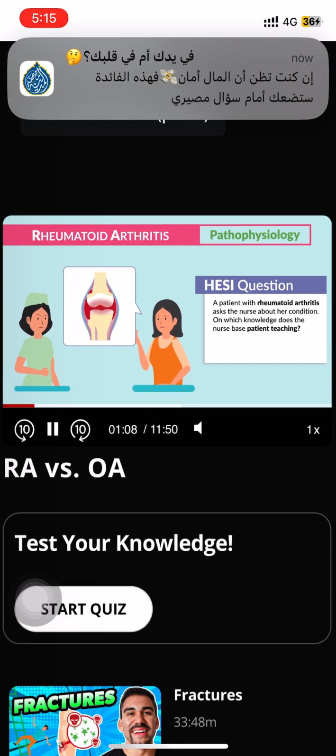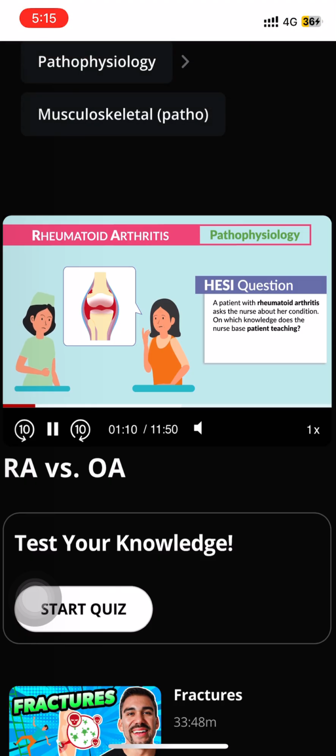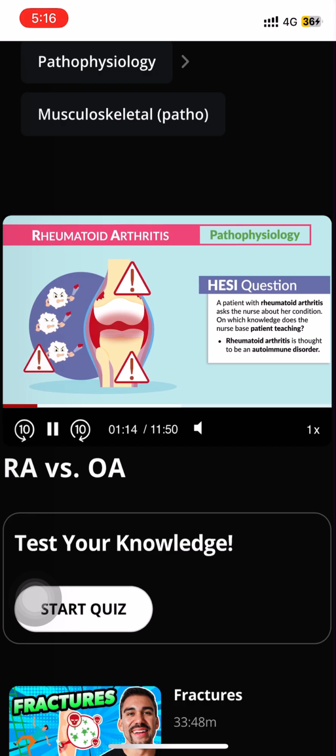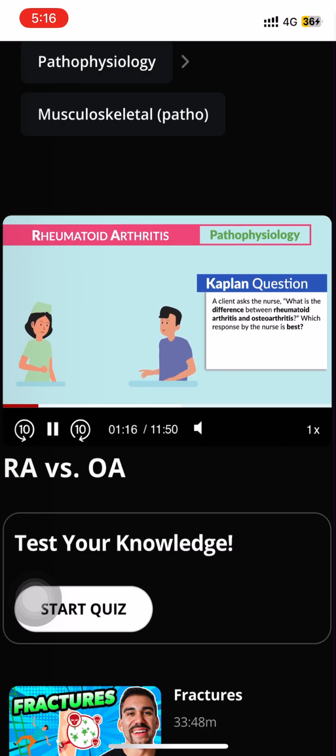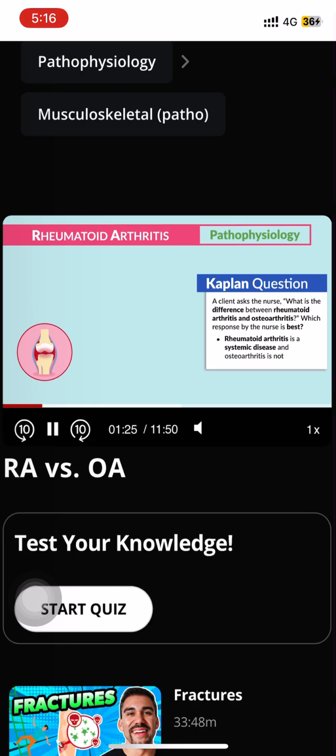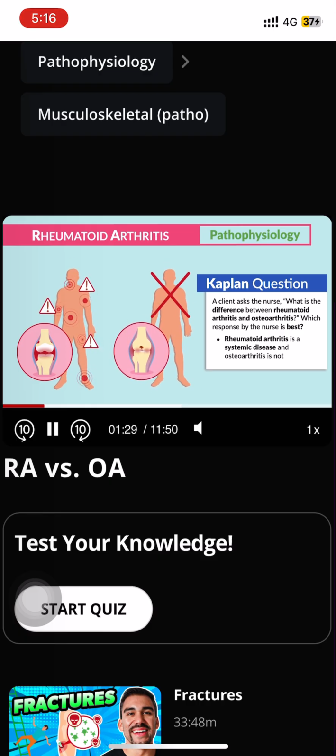So Hesse mentions, a patient with rheumatoid arthritis asked the nurse about her condition. On which knowledge does the nurse base patient teaching? Rheumatoid arthritis is thought to be an autoimmune disorder. And Kaplan mentions, a client asked the nurse, what is the difference between rheumatoid arthritis and osteoarthritis? Which response by the nurse is best? Rheumatoid arthritis is a systemic disease, and osteoarthritis is not.